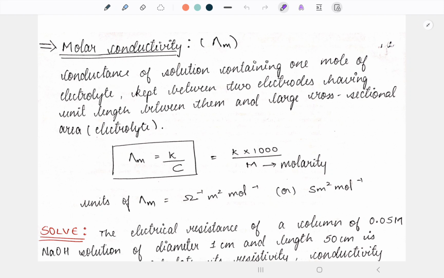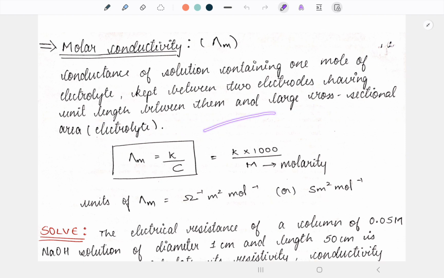So the molar conductivity of a solution is the conductance of the solution containing 1 mole of electrolyte kept between 2 electrodes having unit length between them and large cross-sectional area so as to contain the electrolyte.